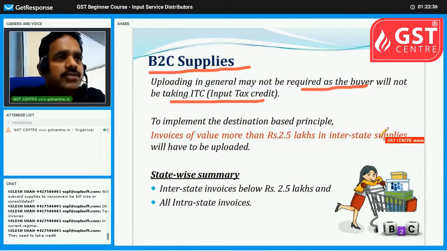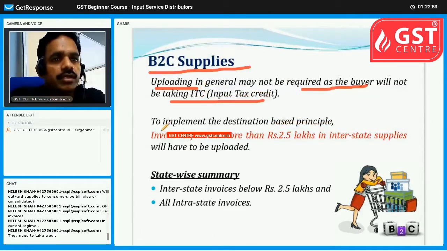That is a wonderful system. Maybe in India also it will come. So in the present scenario, input tax credit cannot be claimed by the customer. So uploading all invoices issued to the customer is not required.